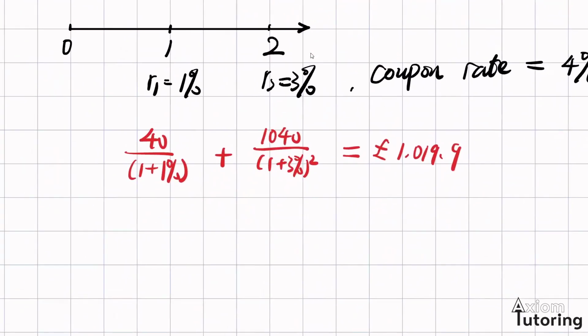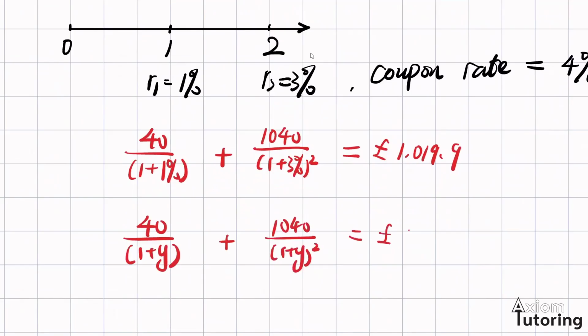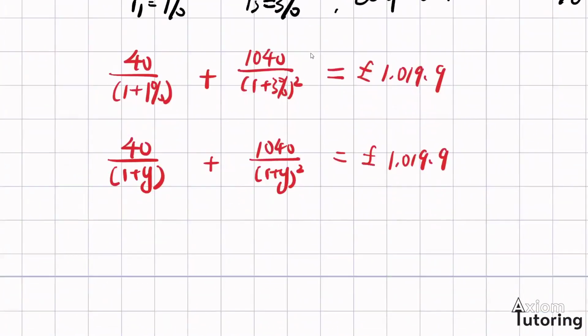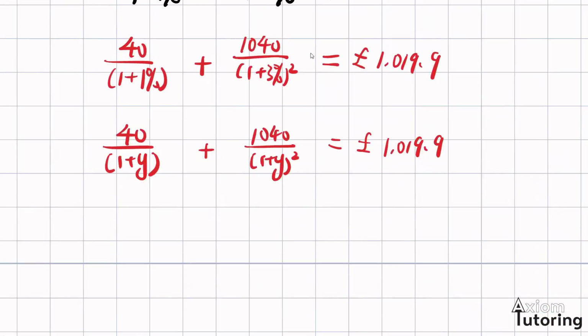Again, we're going to assume some constant discount rate here, which is our yield to maturity, that makes our price and future cash flows equal. Okay, so let's write it this way. So 40 divided by 1 plus y plus 1,040 divided by 1 plus y to the power of 2. Okay, and that is still exactly our price of 1,019.9 pounds. Okay, so can we solve this? Yes, by using the quadratic formula here.